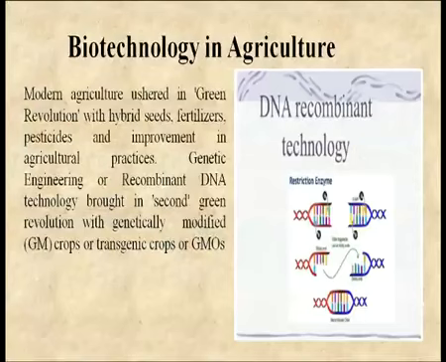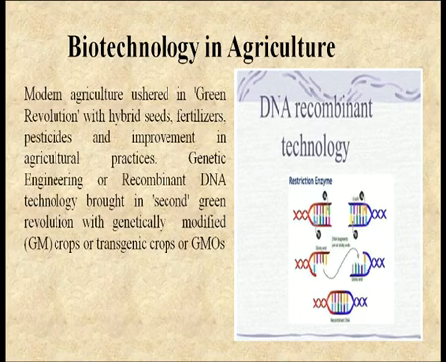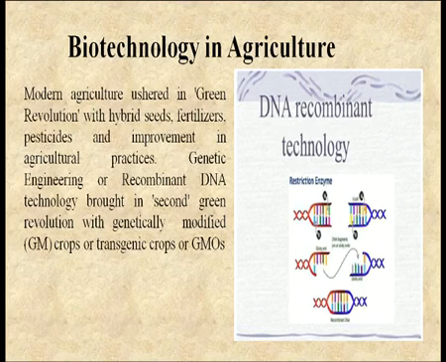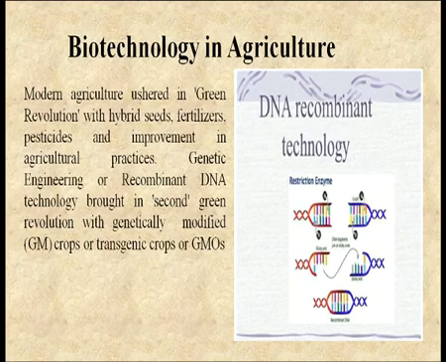Now come to the biotechnology in agriculture. Modern agriculture ushered in the green revolution with hybrid seeds, fertilizers, pesticides and improvement in agriculture practices. Genetic engineering or recombinant DNA technology brought in the second green revolution with genetically modified GM crops or transgenic crops or GMOs.